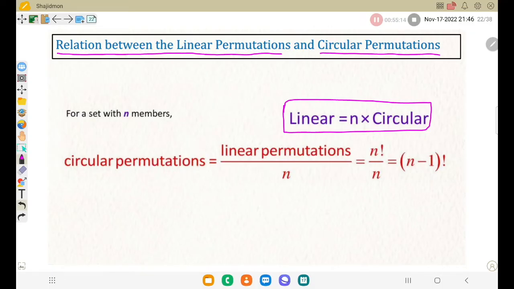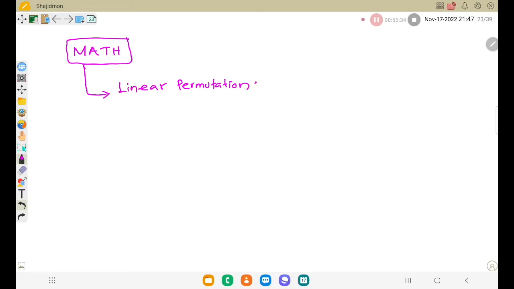N multiplied by the circular permutations. A simple example I will tell you. For example, the word math. If I am arranging this word in a linear way, like a row, how many linear permutations are there? And the same word, if I am arranging in a circular way, how many circular permutations are there? This is our question, correct?